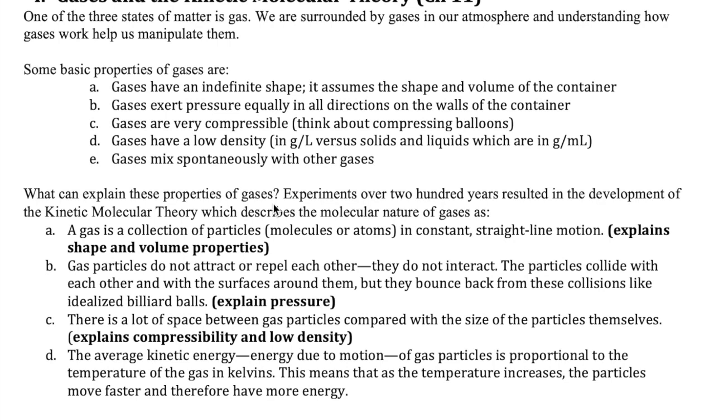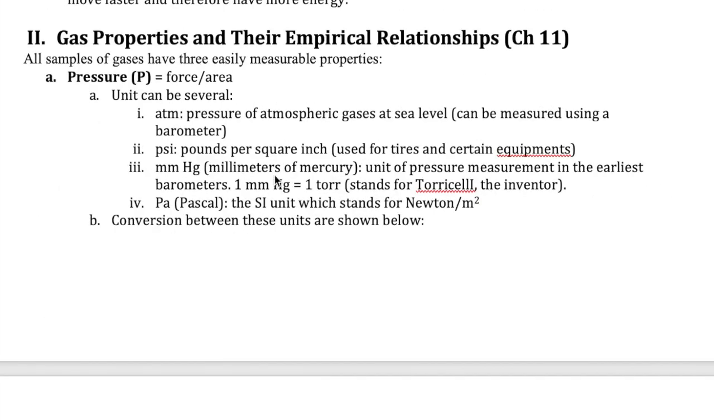All of these observed properties of gases can be explained using a theory of molecules that's called the kinetic molecular theory of gases. This theory was developed through experimentation and hypotheses of a large number of scientists over a few hundred years. Before we get to this theory, though, let's first discuss the observations that lead to the theory. The first observation about gases is that there are three easily measured properties. The first property is pressure, with the symbol P.